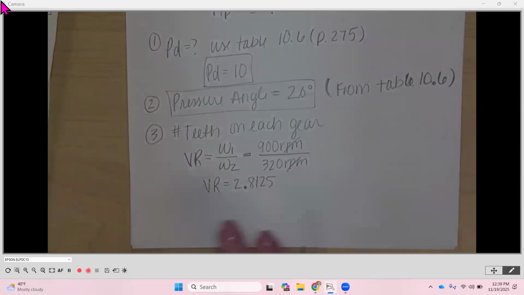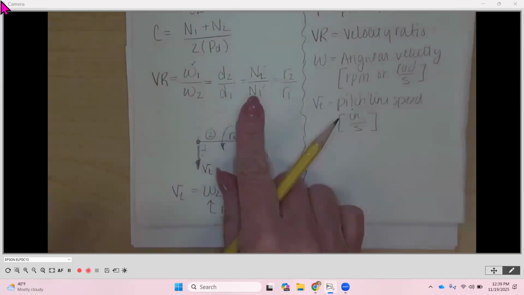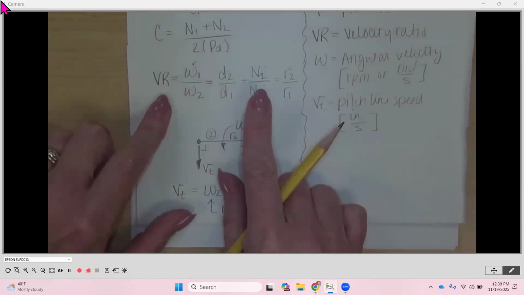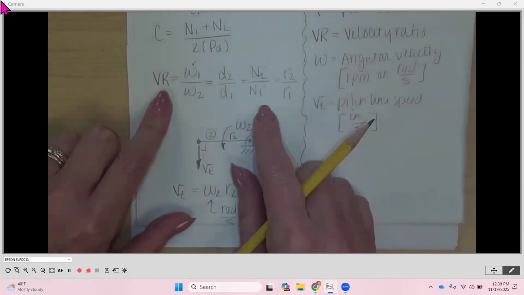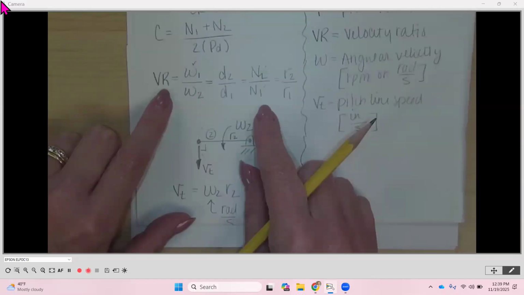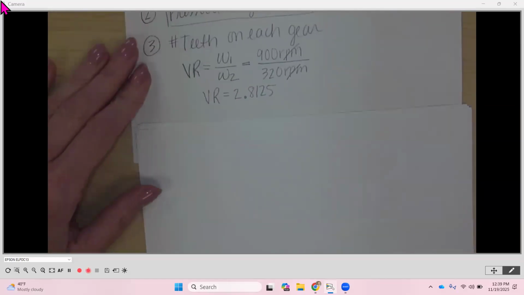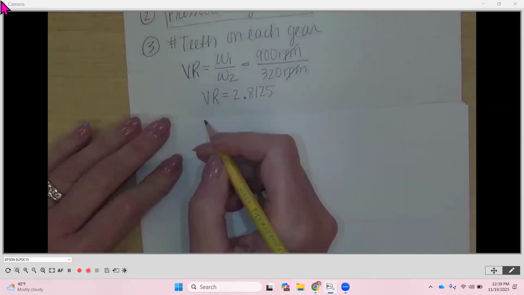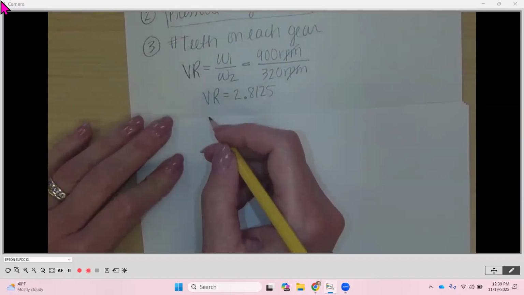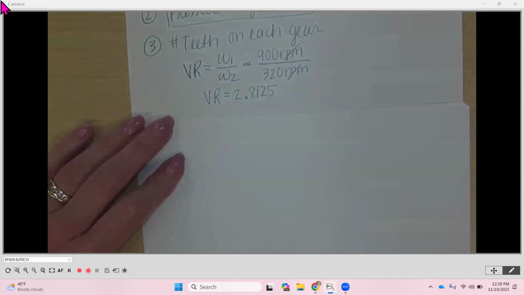Now, we need to find the number of teeth. As we look back here, if we notice, velocity ratio can also equal the number of teeth on the gear divided by the number of teeth on the pinion. So I'm going to go a little bit further down here and look at those number of teeth, because that's ultimately what I want to know. I want to pick the number of teeth in the pinion and the gear for this set.